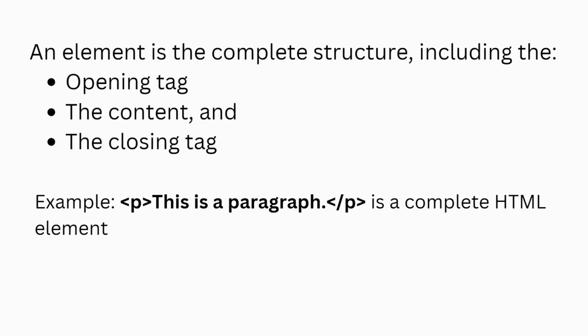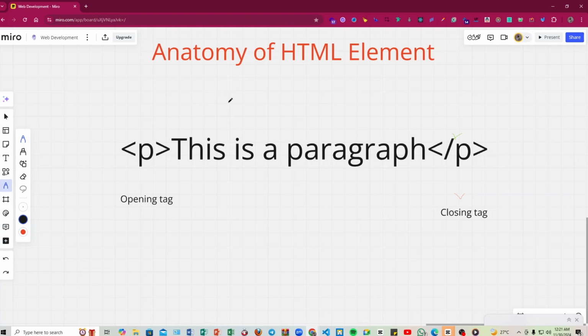Now, an element is the complete structure, including the opening tag, the content, and the closing tag. This is an example of an element. We have the opening P tag, the content, which is this is a paragraph, and the closing P tag. Let's examine an HTML element. This is the paragraph element.